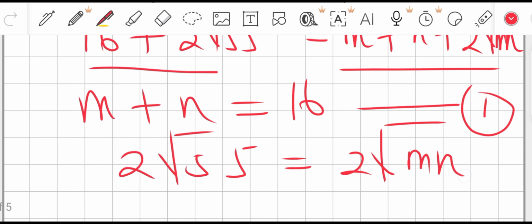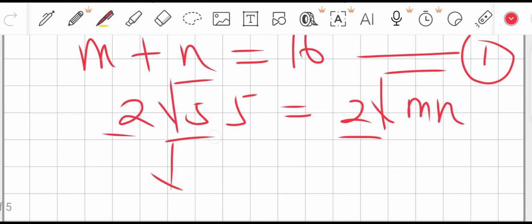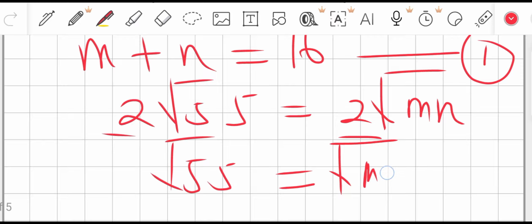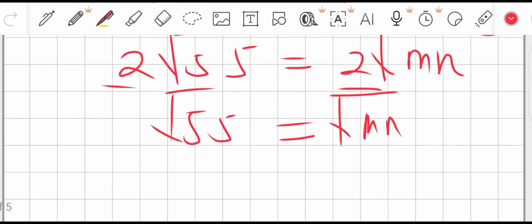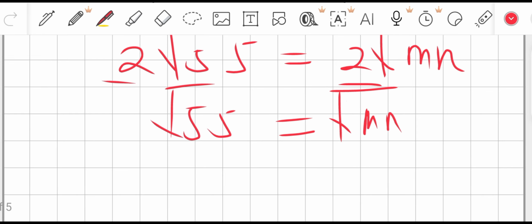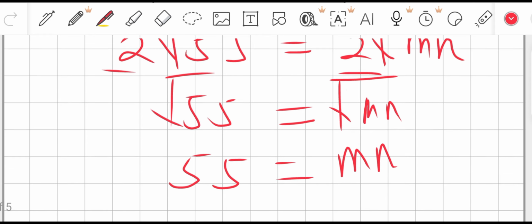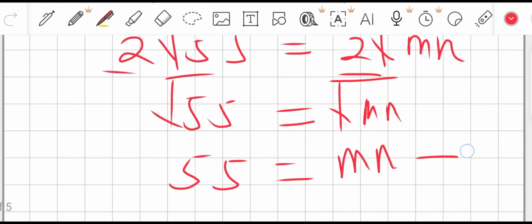Take note that we have 2 here and 2 here. This implies that root 55 is equal to root mn. And root is here, so we can decide to square both sides. However, even leaving it in the same manner, we can still express it as 55 being equal to mn. So this should be our equation 2.